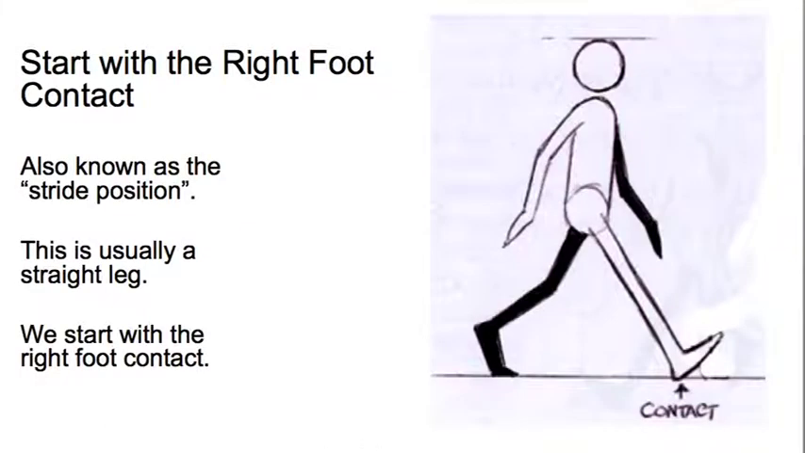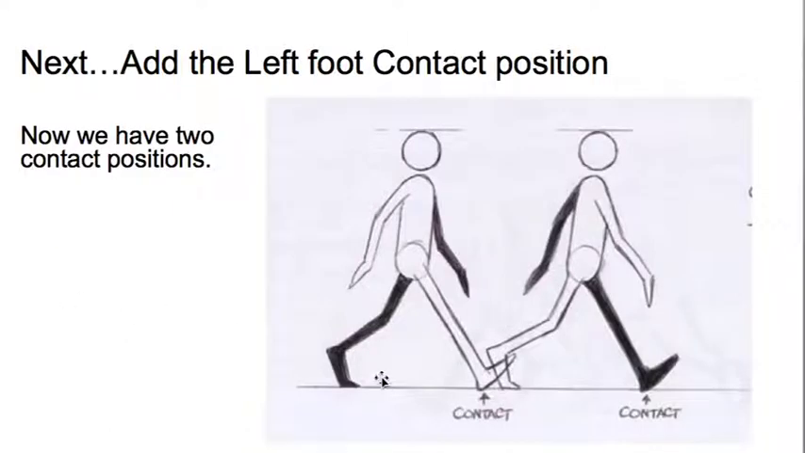This is usually a straight leg. You want it to be a straight leg because you want a nice contrast with the squash position so that you feel the weight. Then the next thing we're going to do is do the second contact position.